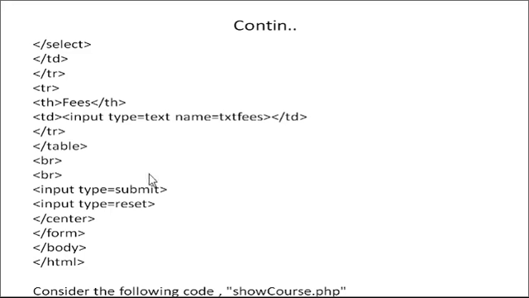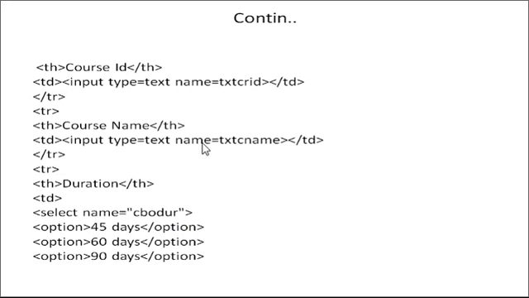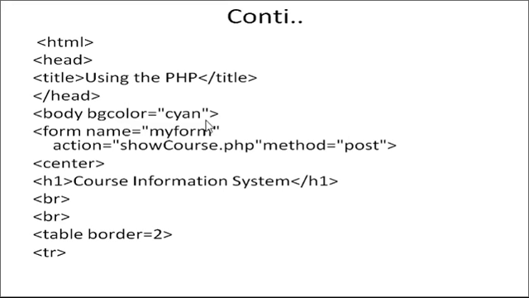This is the select field of the HTML coding. Here input type equal to submit, which is similar to normal HTML coding, and input type equal to reset, then the closing form tag. So here we apply the method equal to post. This is the method applied.